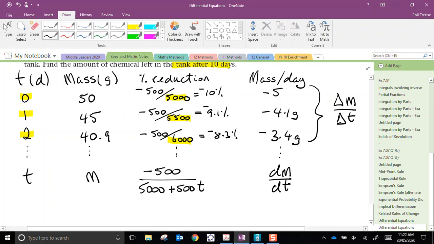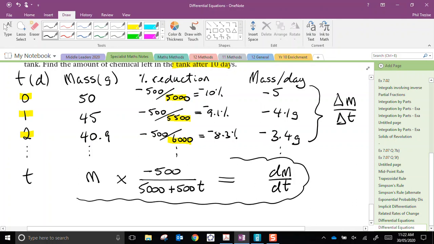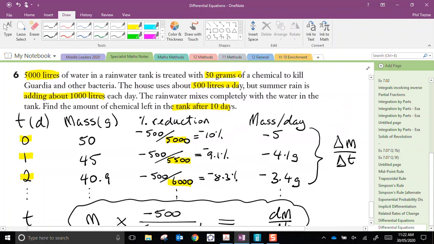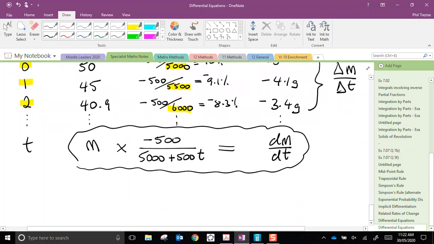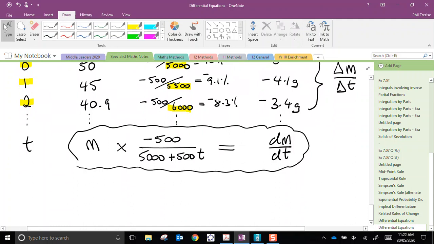Now, how did we actually calculate? What were we doing to calculate? We were multiplying the mass by that ratio, and this is a differential equation that captures the process that we were working on. Now, I should just comment, I think that going from the word question to that differential equation is quite difficult. That is, I think, the hardest part of solving this question.